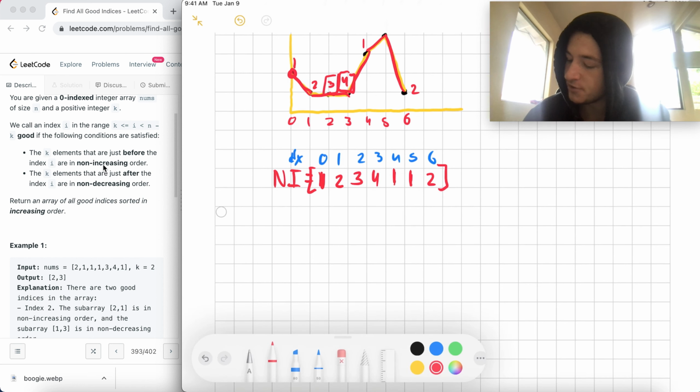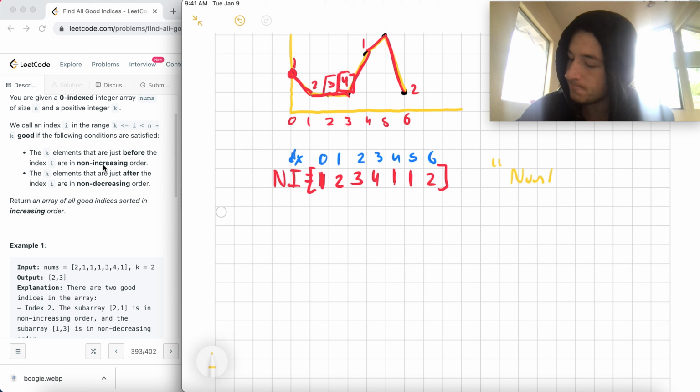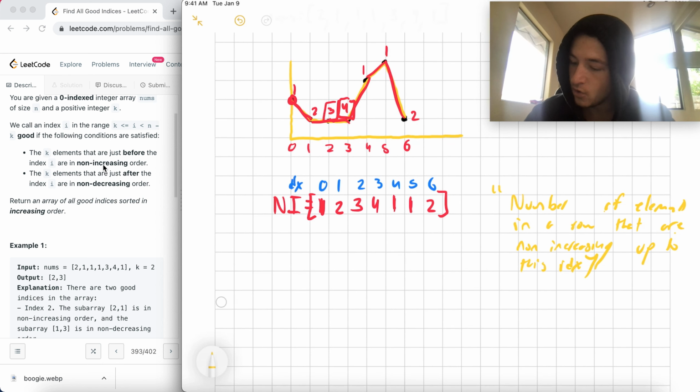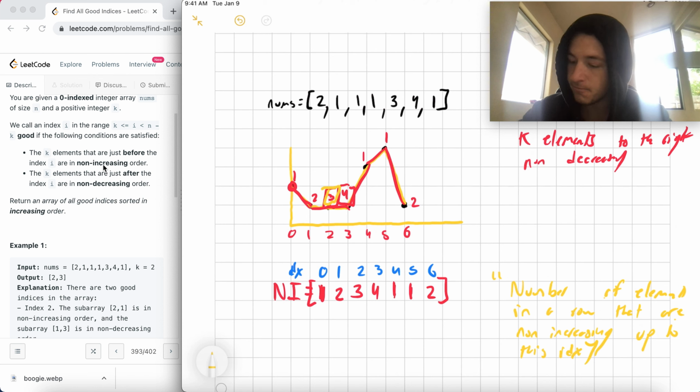So what non-increasing gives you is the number of elements in a row that are non-increasing up to this index, right? So, just to be crystal clear, when I look at index 2, which is 3, all I have to do is look at the information to the left, and that'll tell me the number of digits up to that point in a row that are non-increasing.